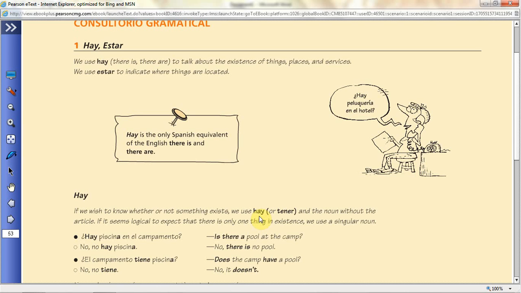Hay and estar. These verbs are presented together because you could get confused when using them. They mean similar things. Hay is used to talk about the existence of things, places, and services. Estar is used to indicate where things are located. So you see things there, located. It can make you think of a place. So it could sound very similar, but notice that hay means there is, there are.